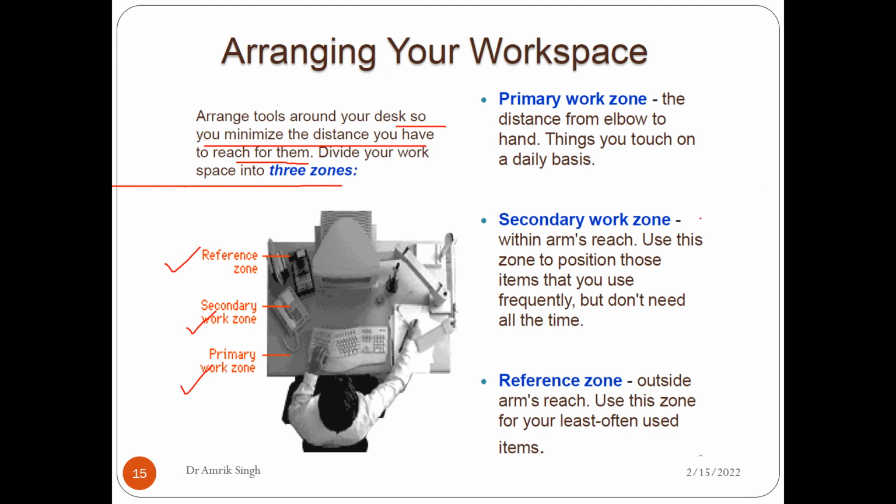So in the primary work zone, the distance is from elbow to hand. These are things you touch on a daily basis. The secondary work zone is within arm reach. Use this zone to position those items that you use frequently but don't need all the time. And the reference zone is outside your arm stretch. So you see, it is outside your arm stretch. Use this zone for your least often reached items, things you need very rarely.